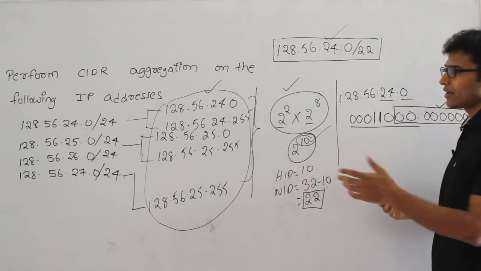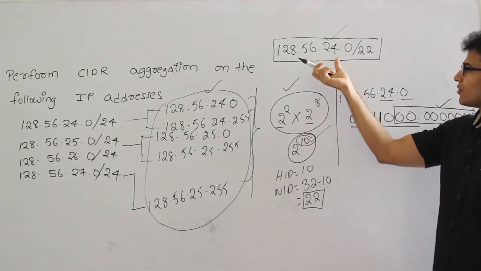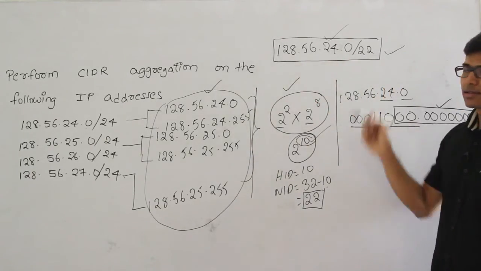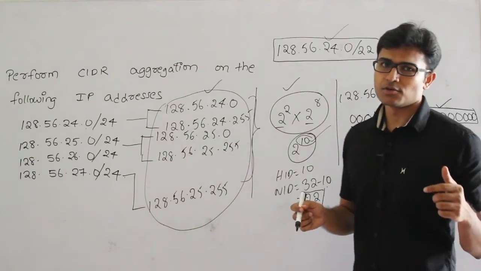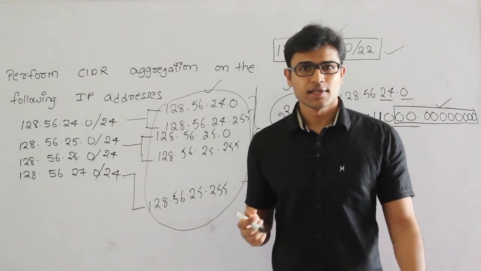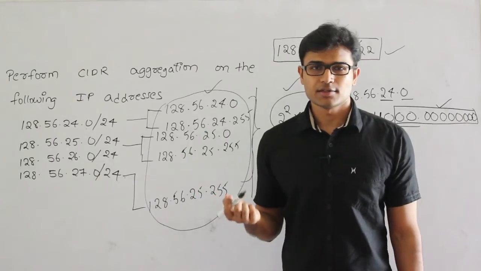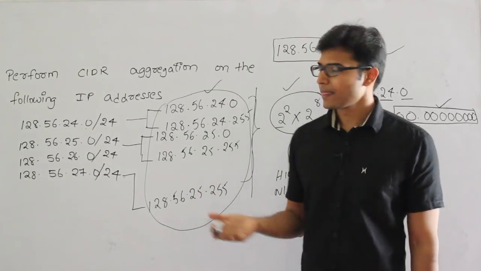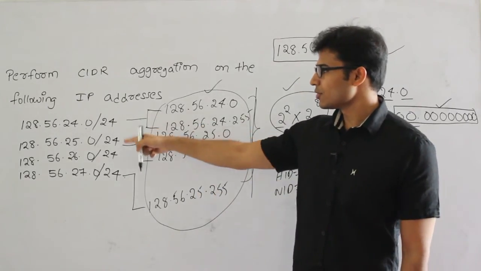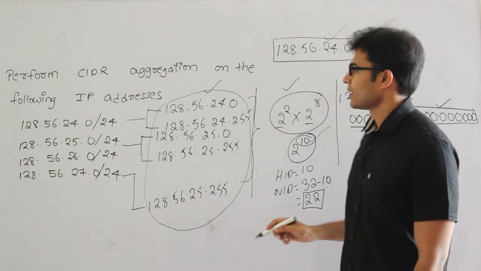So after performing aggregation on all these networks, we get one supernet, and that supernet is this, with slash 22, which means the network ID contains 22 bits. Therefore, the host ID contains 10 bits, and the size of the network is 2 power 10, which is right because each one is 2 power 8 times 4. Got it? Okay.